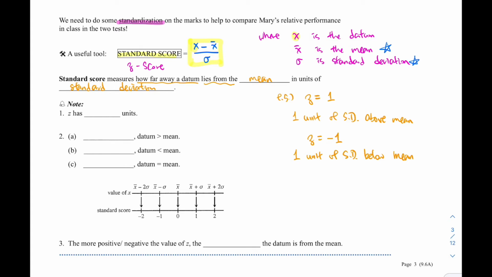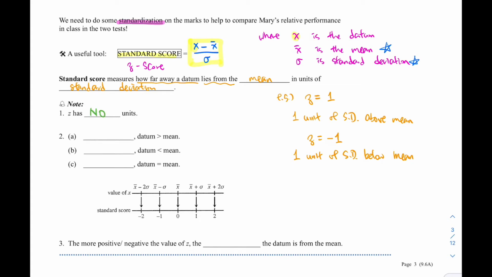And there are some notes for standard score. For the standard score, the denominator and the numerator both have the same unit as the data set. So by division, the units are cancelled. So standard score has no unit.